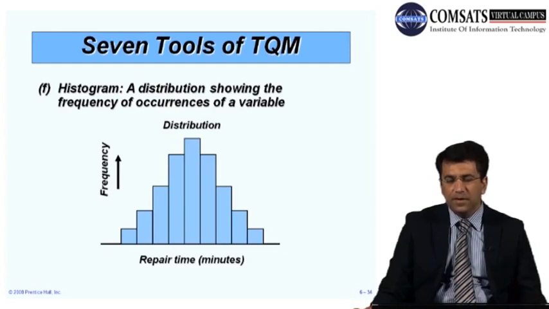Next is the histogram. It is a distribution showing the frequency of occurrences of a variable. You must have learned about that histogram, that we draw the frequency about a particular variable of interest that may be the repair time, and we can again draw the graph on the basis of the frequency values, and again we can have this sort of distribution, which is in this case is the normal distribution.